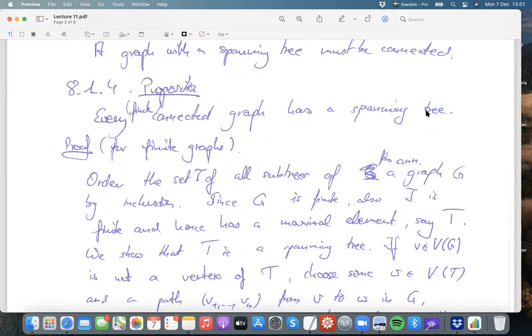Well, so how can you get a spanning tree if you have a connected graph? Well, you can argue in the following simple way. If your original graph is a tree, there is nothing to talk about. Then it's its own spanning tree.